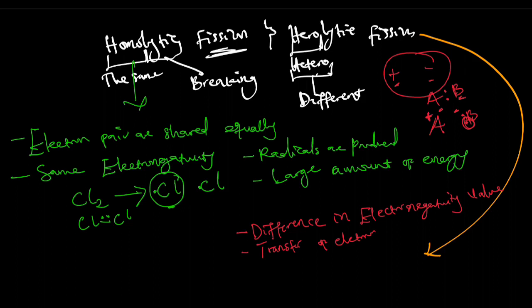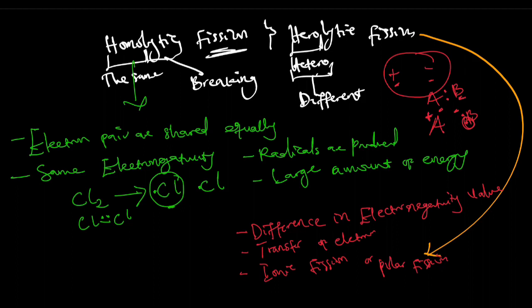Heterolytic fission is also known as polar fission or ionic fission. Why is it known as that? Because ions are formed. So it's known as ionic fission or polar fission, and by now you should know why it's called that, because ionic products are formed.